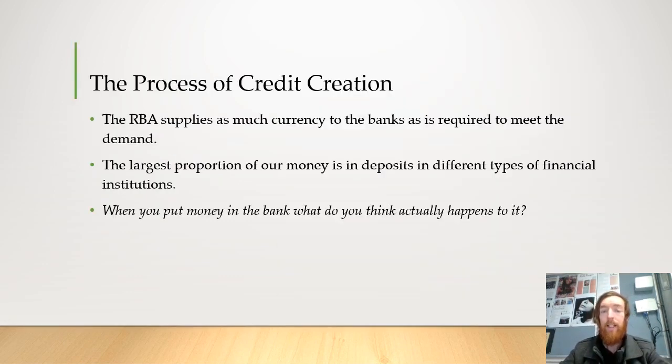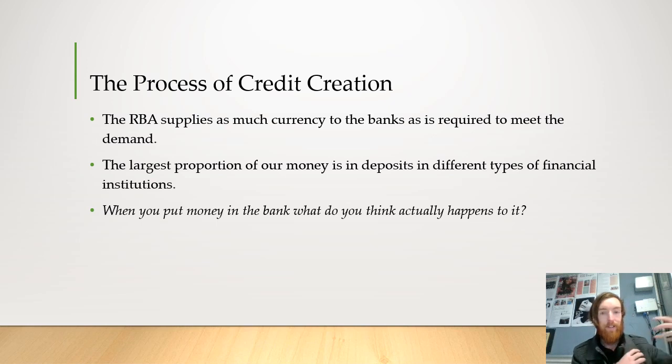So the RBA goes through a process of credit creation. So the RBA supplies as much money, as much currency to banks as is required to meet the demand, and the largest proportion of our money is in deposits in different types of financial institutions. So a little question here, when you put money in the bank, what do you think actually happens to it? Hopefully you know already that if you have savings in a bank, what the bank essentially does is loan your savings out to other people and give you interest in return for that.